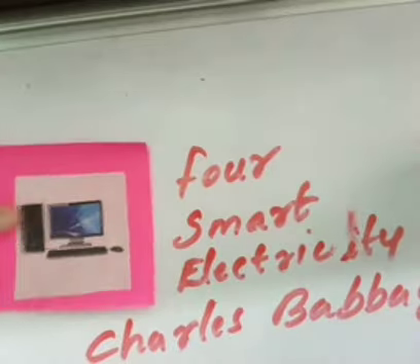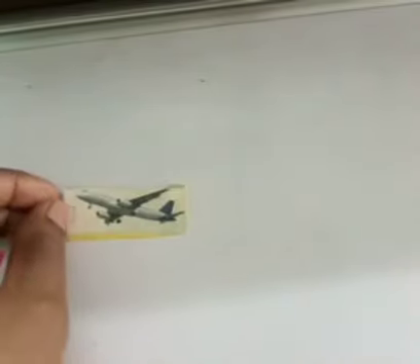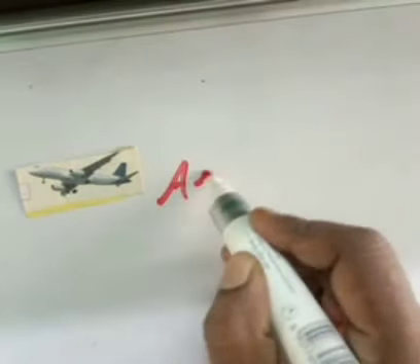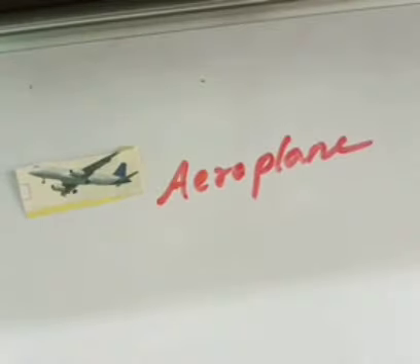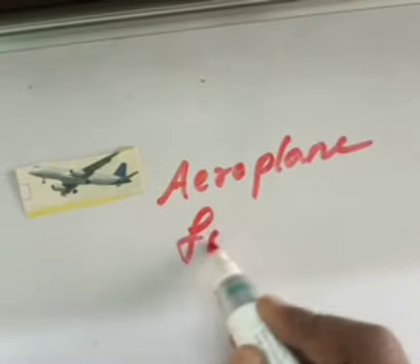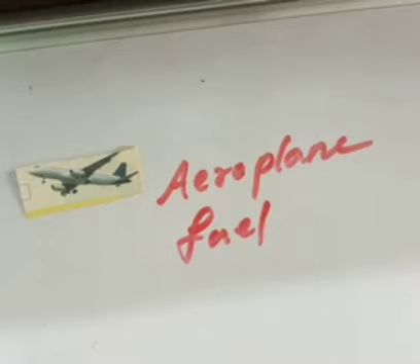Okay. And next one. Okay, what is this? This is an aeroplane. And aeroplanes need what? Fuel to work. Aeroplane needs fuel to work, and this helps us to travel in air. This machine helps us to travel in air. Okay, children?